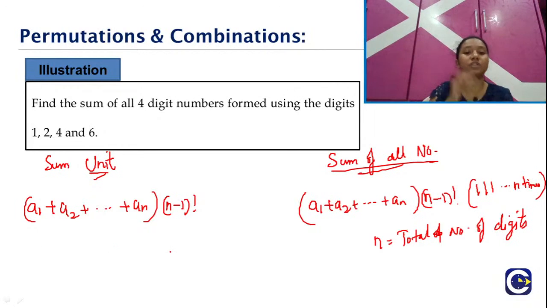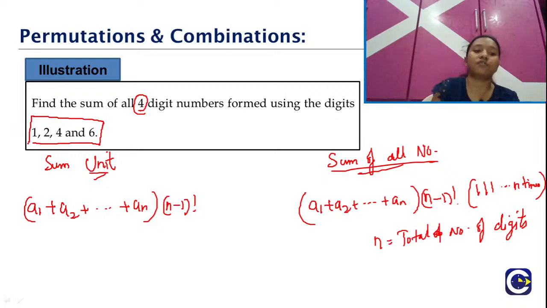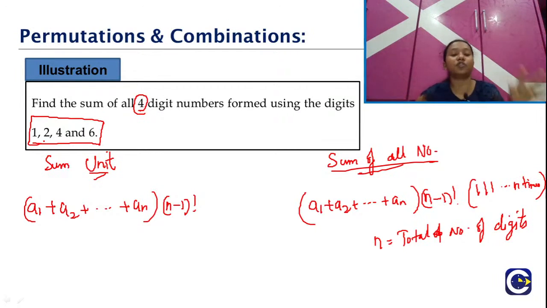So here we are having the first question. Find the sum of all 4-digit numbers formed using the digits. Here they have given 4 digits. So you have to find the sum of all 4-digit numbers. They are not talking about the units place. They are talking about the 4-digit number, so it's a complete number. Sum of the complete number. So quickly do that and let me know the answer.